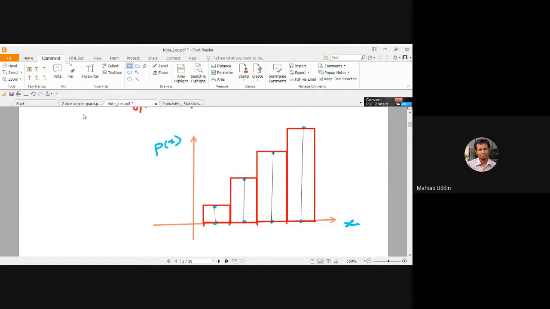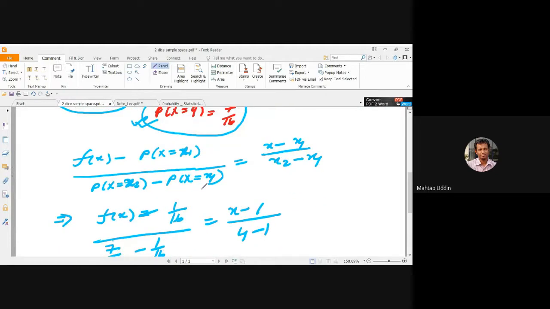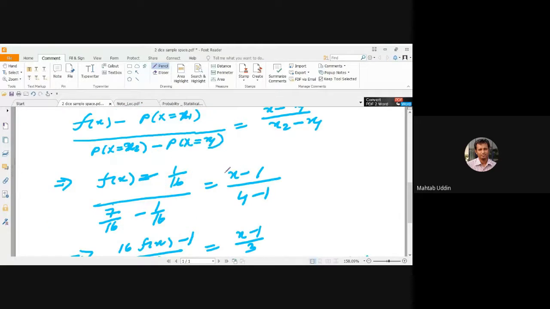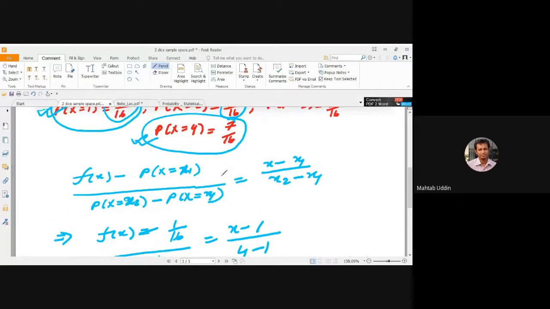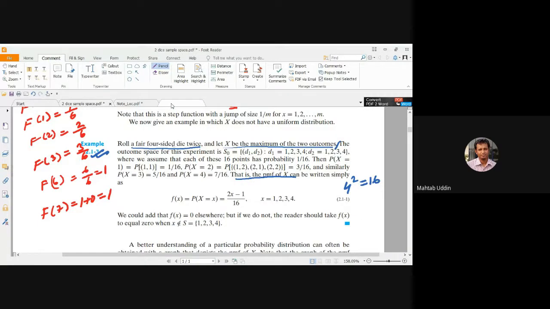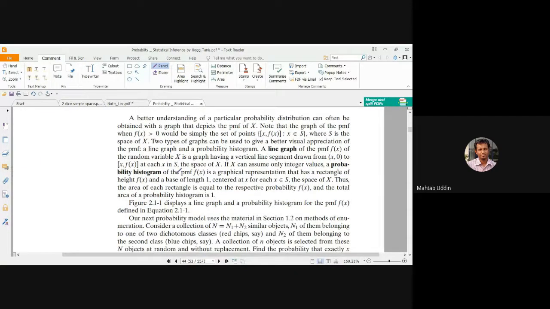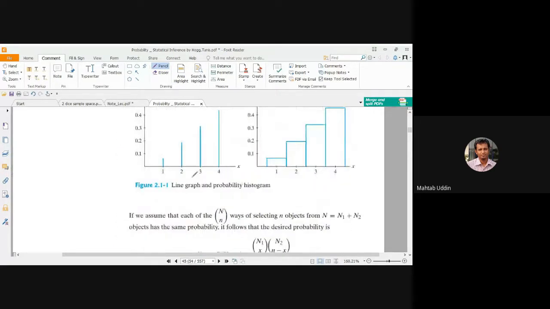Okay, so this is how you can find. Have you written this formula? Yes, sir. Okay. Moreover, I will provide those lecture sheets in my group and Google Drive. No problem at all. Can you see what we have found? The line graph and probability histogram. Look at this, what we have drawn here, the line graph and probability histogram. Can you see?